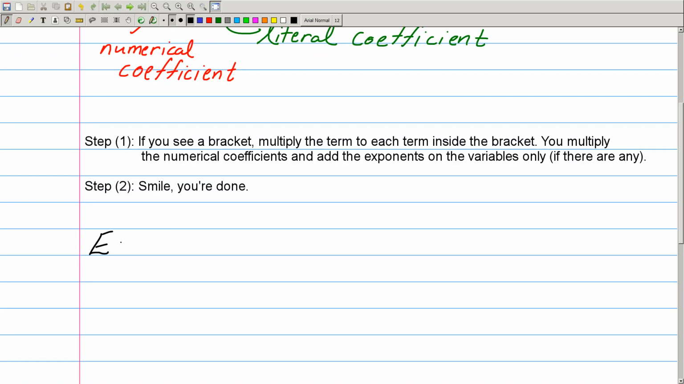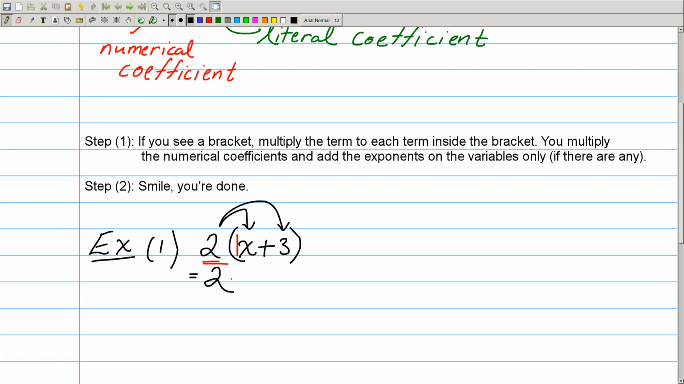Okay, so let's do some examples of distributive property, shall we? Example one, 2 bracket x plus 3. Now, the term outside the bracket doesn't actually have a variable, so you don't have to worry about adding any exponents together. All we have to do is multiply the 2 inside to each term. Now, how do you multiply a numerical coefficient by a letter? Well, there is a numerical coefficient outside x. It's 1. When you don't see a number, you assume it's 1. So all you have to do is multiply 2 and 1 together, and you get 2. And then since I don't have to add any exponents, I just write x. Now, that's not the end of the story, because the other half is 2 times 3, which is 6. So the distributive property, the first example, is 2x plus 6.